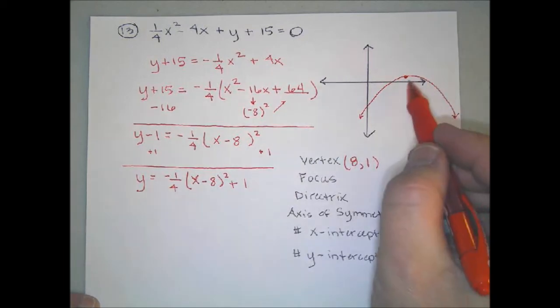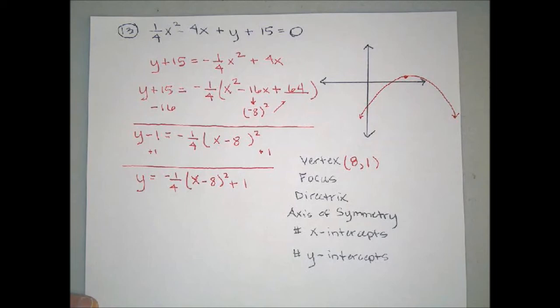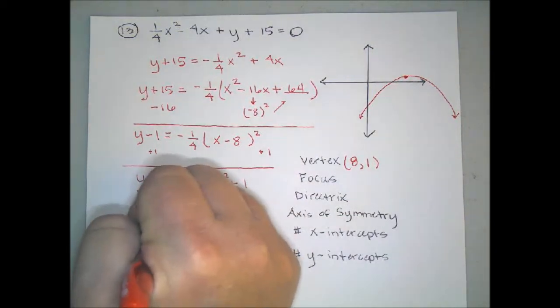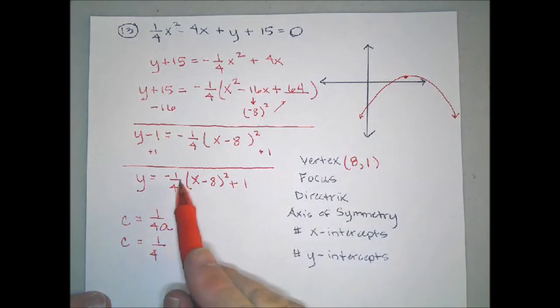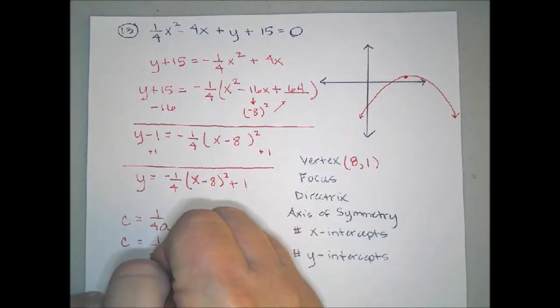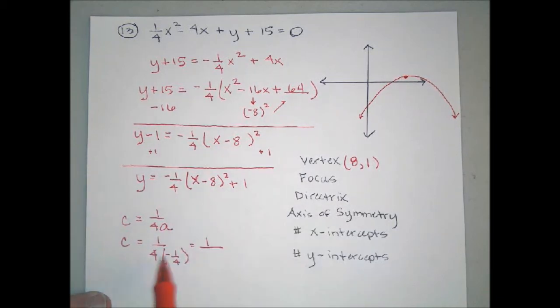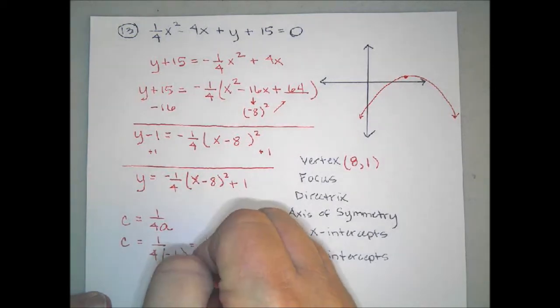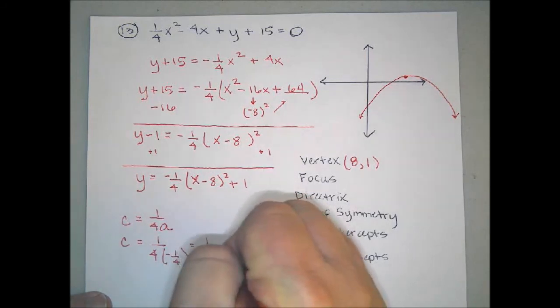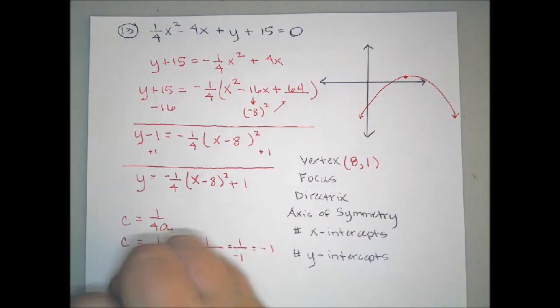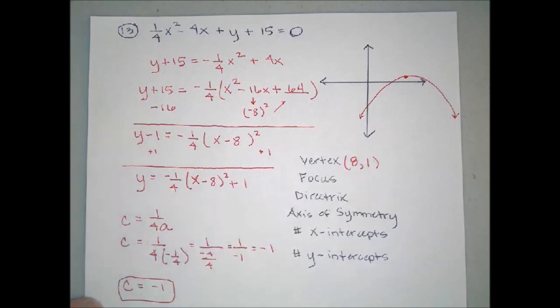Now, we also know there's a focus on the inside and the directrix is on the outside. Those two things can be found using the distance of C equals 1 over 4A. So C equals 1 over 4 times, the A value is negative 1/4. So that's 1 over 4 times negative 1/4, because remember, the 4 gets multiplied by the 1/4. This is 4 over 4, not 4 over 1. So you don't multiply 4 times 4 down there. Now this is 1 over negative 1, which is negative 1. So C equals negative 1. Now the negative is simply an indication of the direction. I'm going to go down.